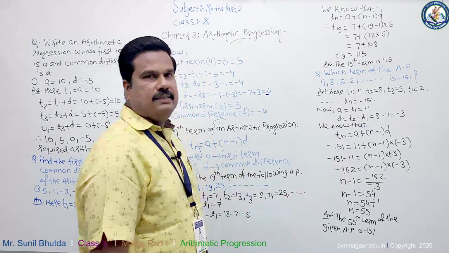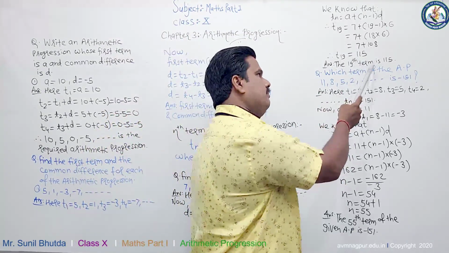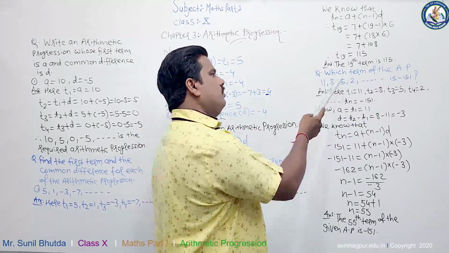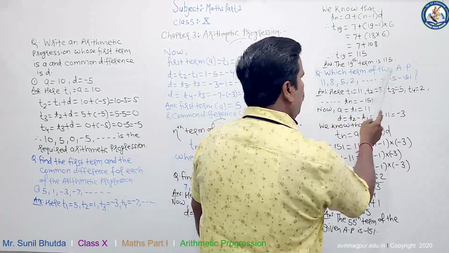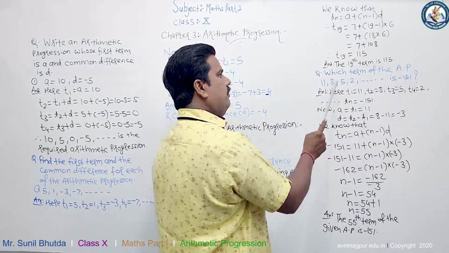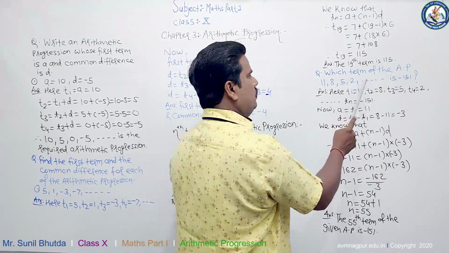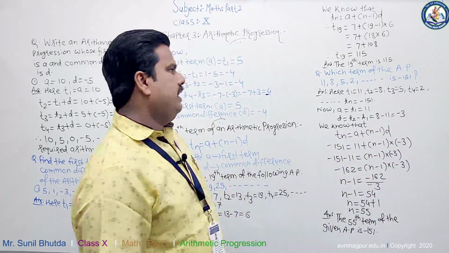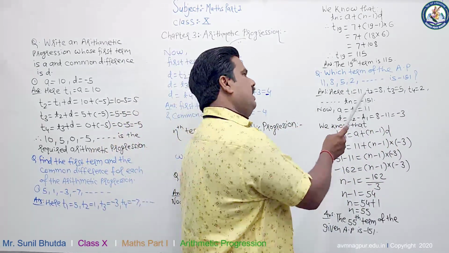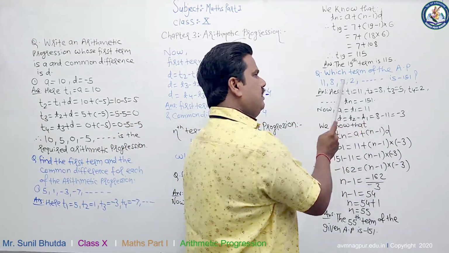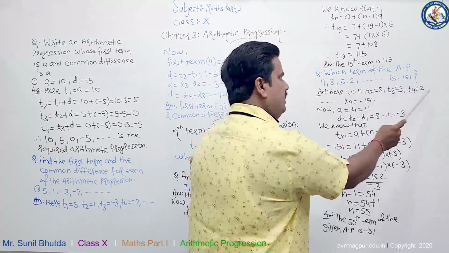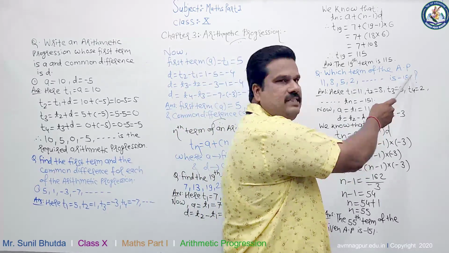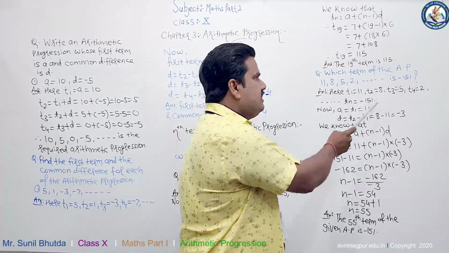Lastly, write the answer. The 19th term of the given AP is 115. See our next question. Which term of the arithmetic progression 11, 8, 5, 2, and so on is minus 151? Here, the first term is 11, the second term is 8, the third term is 5, the fourth term is 2. And the nth term is already given: minus 151.